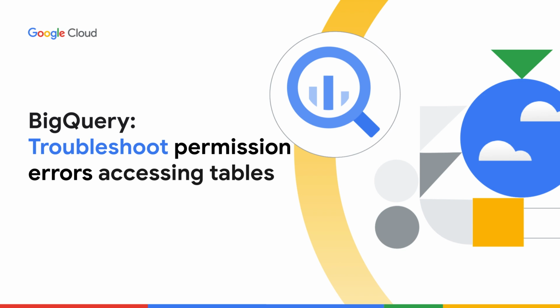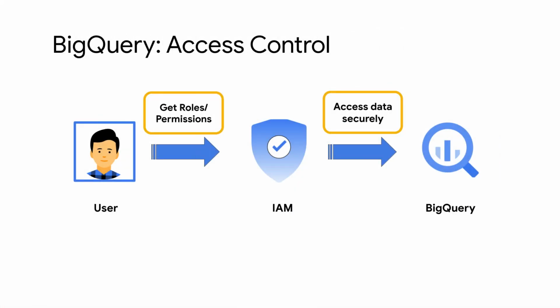BigQuery enables you to democratize data and business insights across your organization. But keeping BigQuery data safe and secure means sharing access only with authorized users. In this video, you will learn how to use Identity and Access Management, or IAM, to provide fine-grained access control to users, including which permissions are necessary to access data in tables and to run queries within a project.